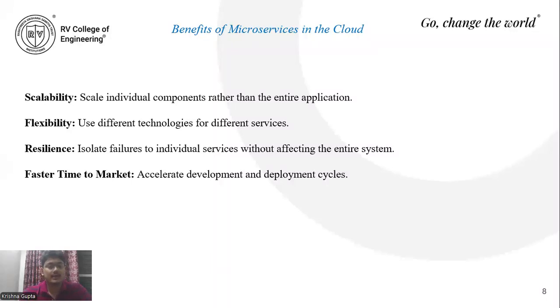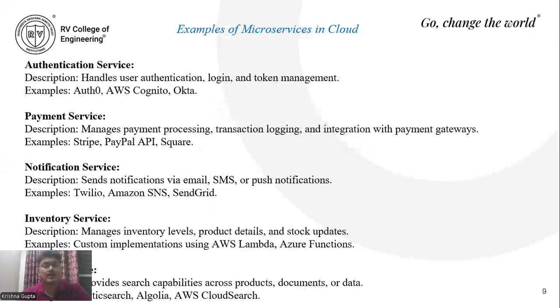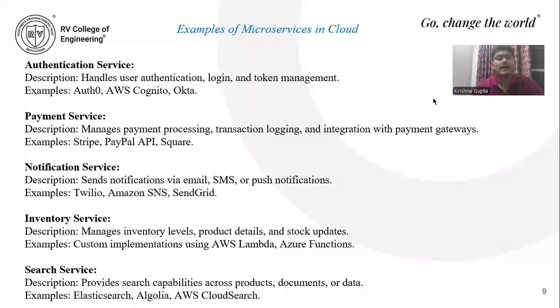Faster time to market. As the common principle in developing any software is continuous integration and continuous deployment, CI/CD, we can easily and quickly make our product and deliver it to the market. Now we'll learn about the different examples of microservices in the cloud. As I've already told you one example of the streaming service, we'll go on further.